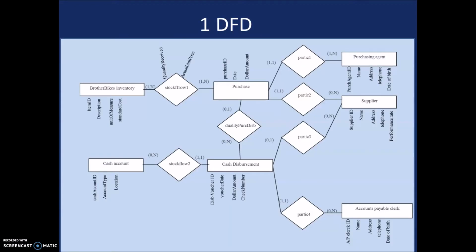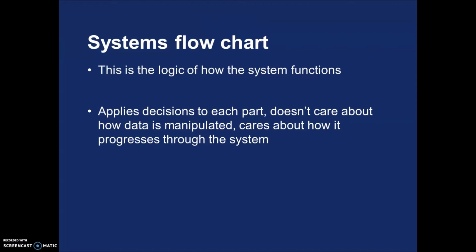So this doesn't have any decisions. It doesn't say, if this happens, do this. It just says, this is what's occurring. This one allows us to go, if the customer has enough money, take payment, and so on and so forth. So it's the logic of our system, how it goes through it.